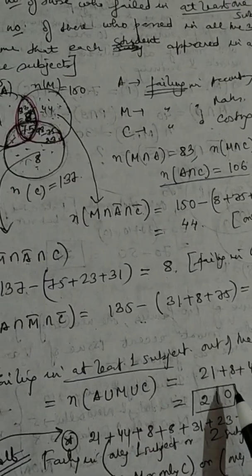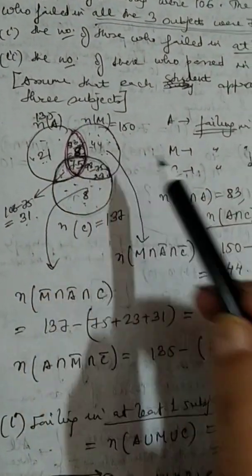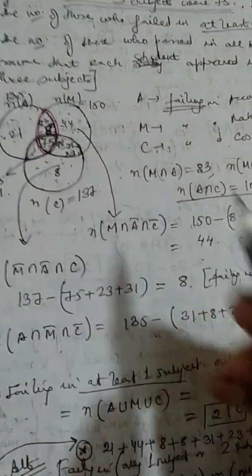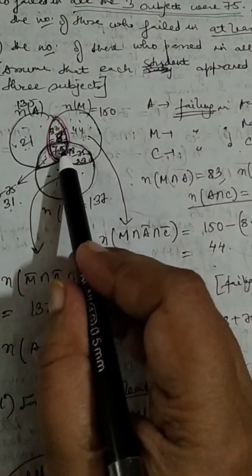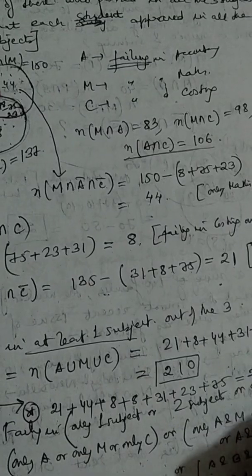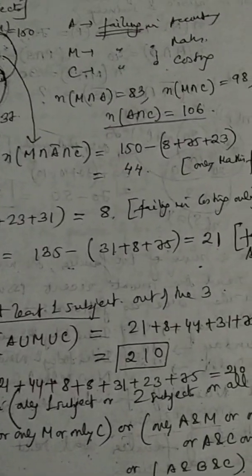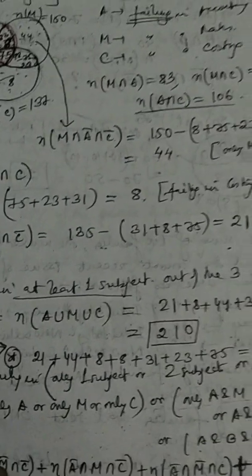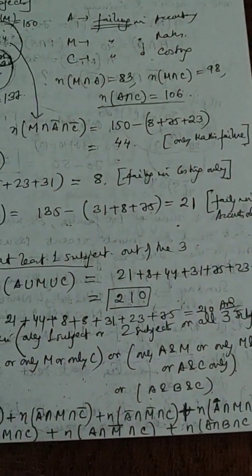But at least one subject means this. So you just add up the regions. 21 plus 8 plus 44 plus, then this portion I've written 31, 75, 23 plus this leftover 8. So how much is the total coming to? 210. This is what we get directly. Otherwise, you can just use symbols and write first, and then you can add. It will come to the same thing because we are doing actually this.